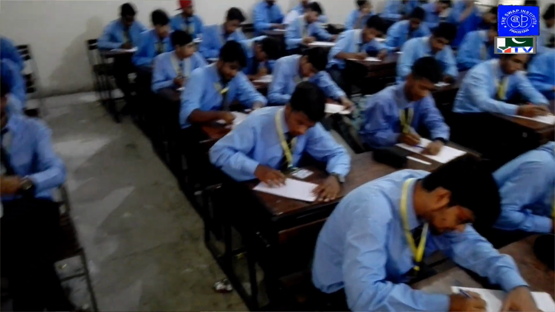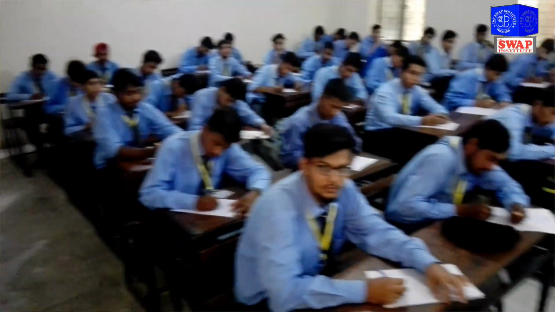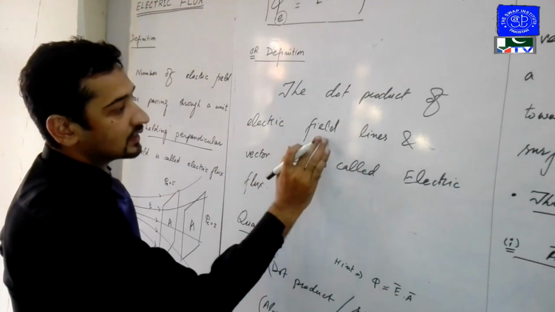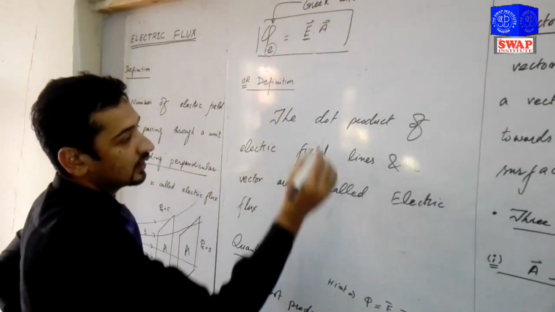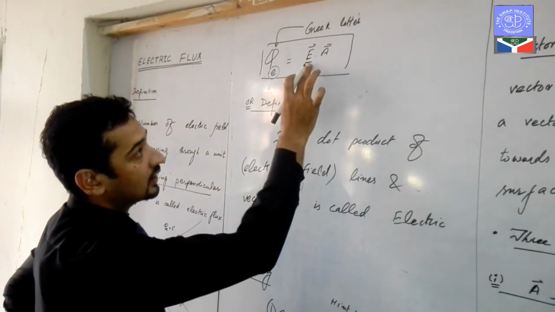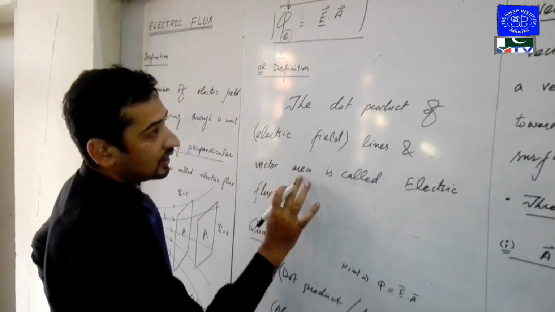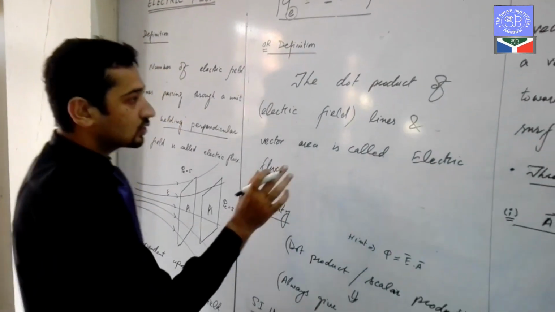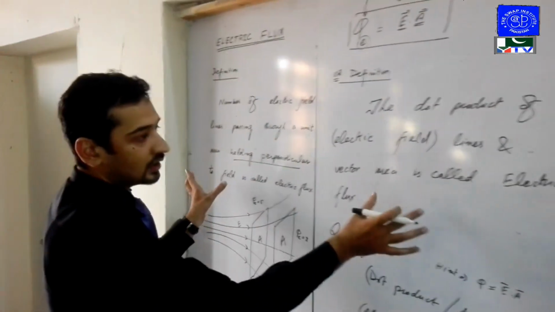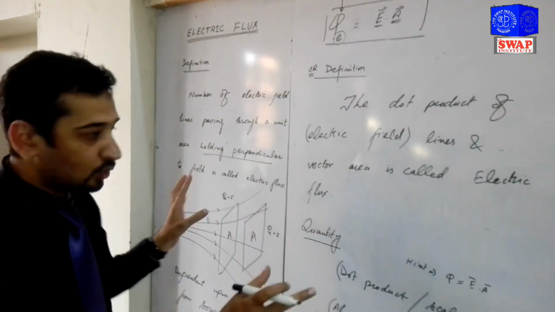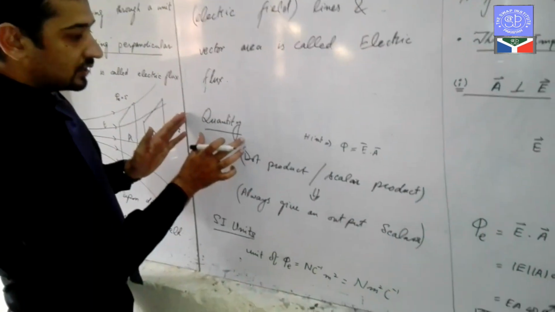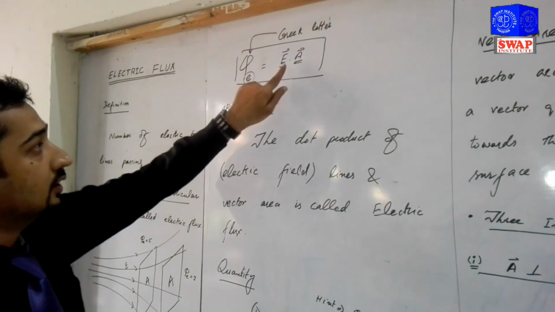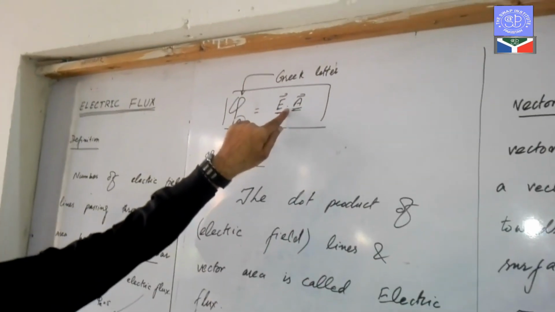So the other definition from this formula can be extracted as the dot product of the electric field, this one is the electric field lines, and the vector area. This one is the vector area. This is called the electric flux. So these are two definitions. You can write in the examination any one of both.